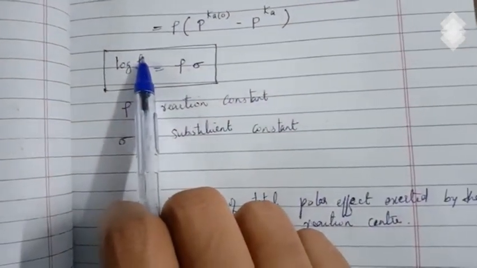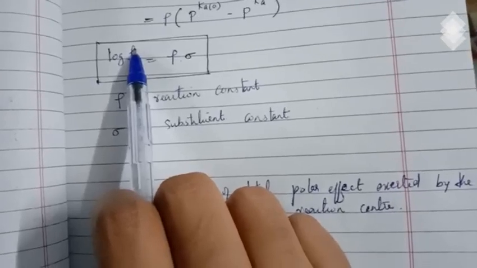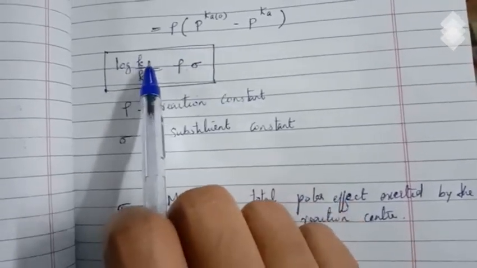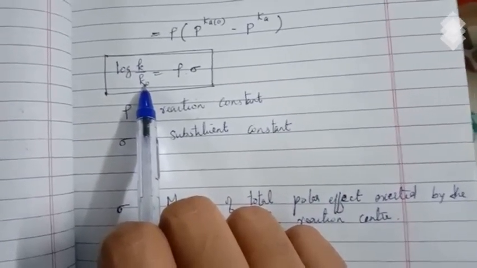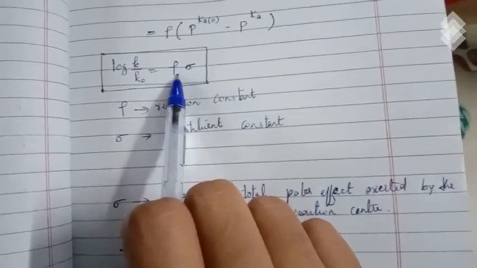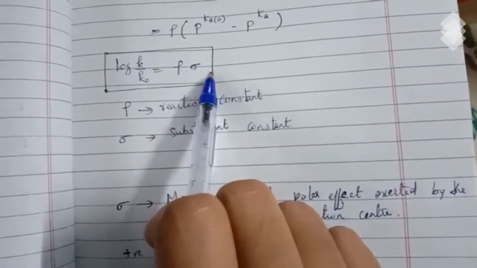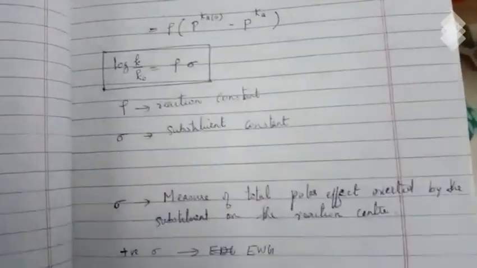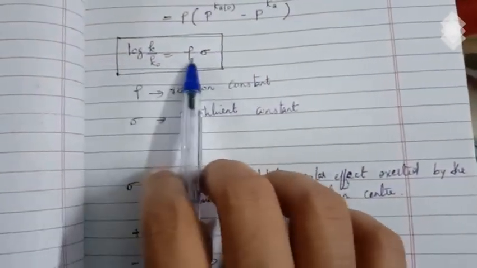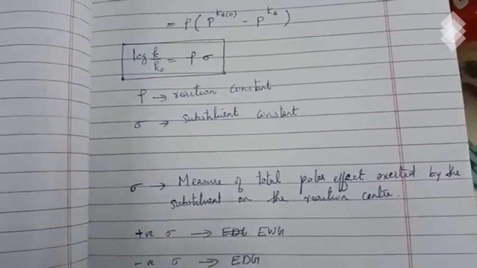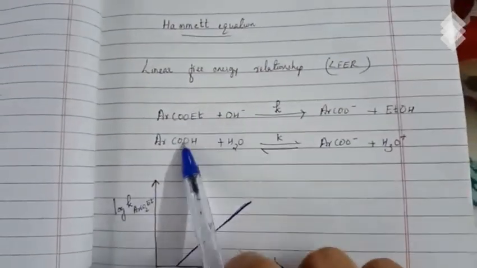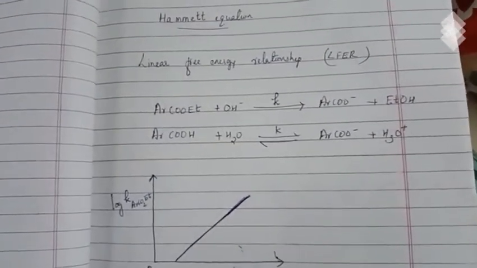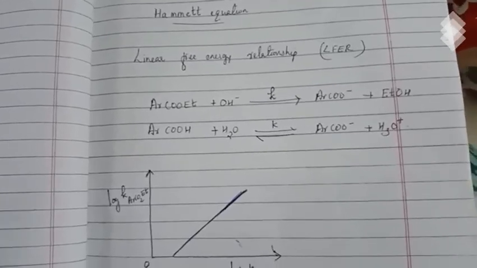K is the rate constant of the reaction for different substituents. K0 is the rate constant of the reaction where there is no substituent. Rho is the reaction constant. Sigma is the substituent constant. For different substituents, sigma will be different. This relationship was seen for para and meta substituted reactants. Hammett found this linear LFER in the case of para substituents and also meta substituents.